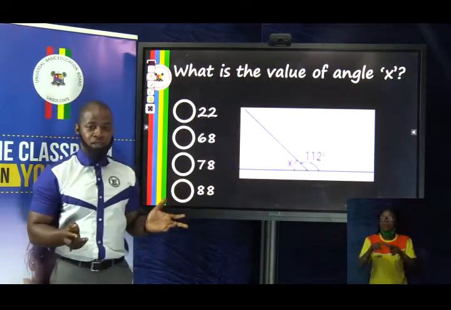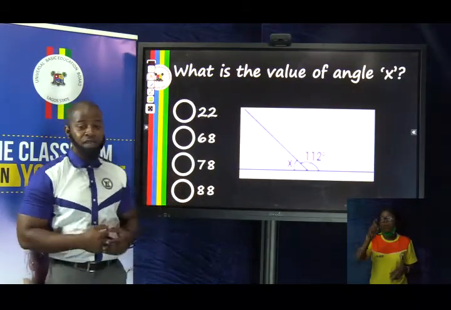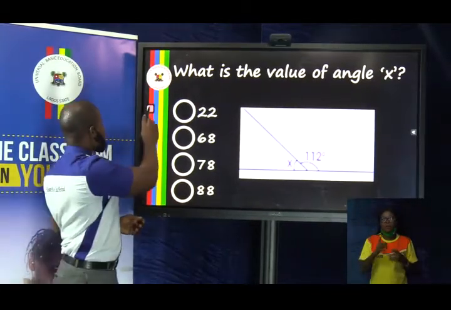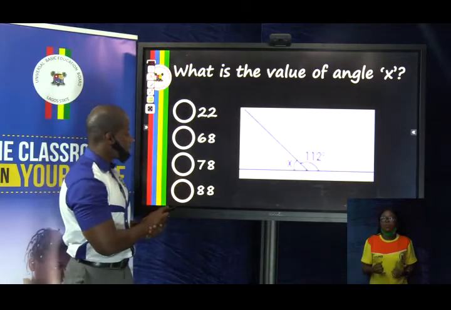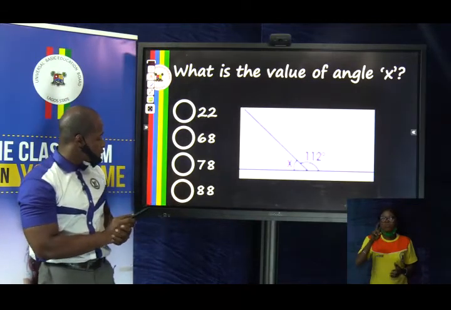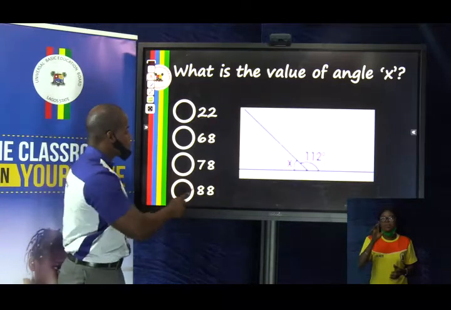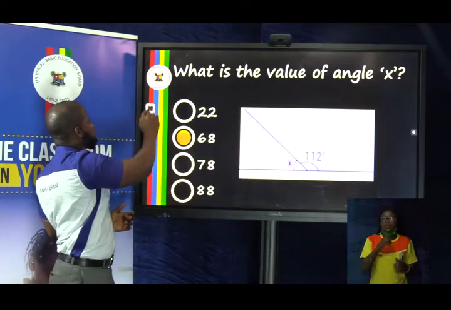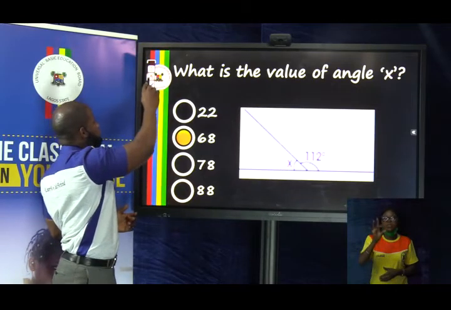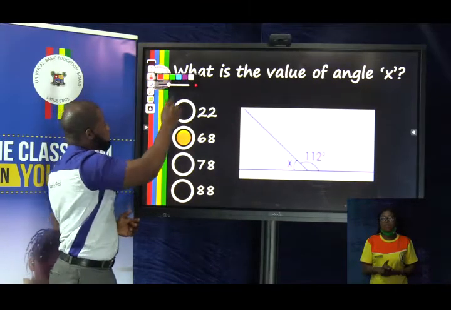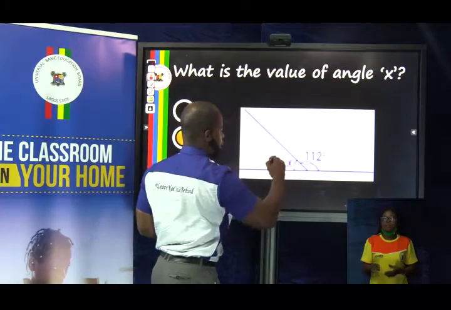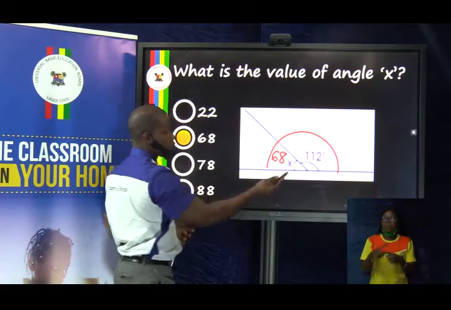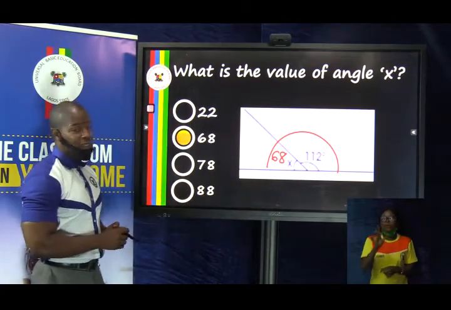What is the value of angle X? You should remember your work on angles, and this should be very easy for you to calculate. You should have your answer right about now. The correct answer should be, is it 22, 68, 78, or 88? It should be 68. And why is that? Well, angles on a straight line that forms a semicircle should add up to 180. Now, if this is 112, you only need to add 68 to it, and you will get your 180 degrees.